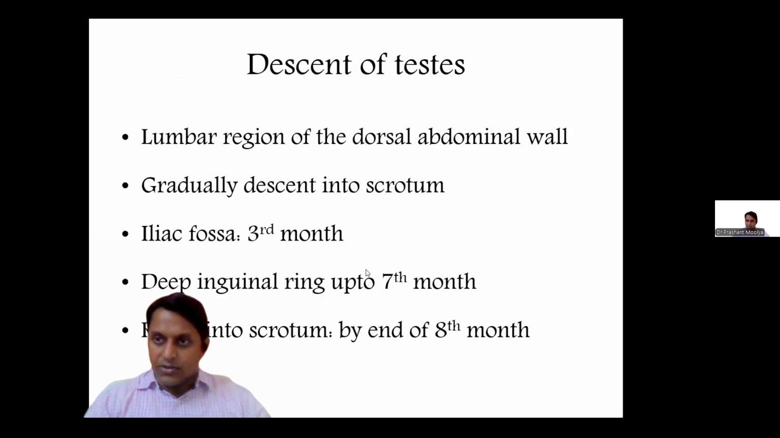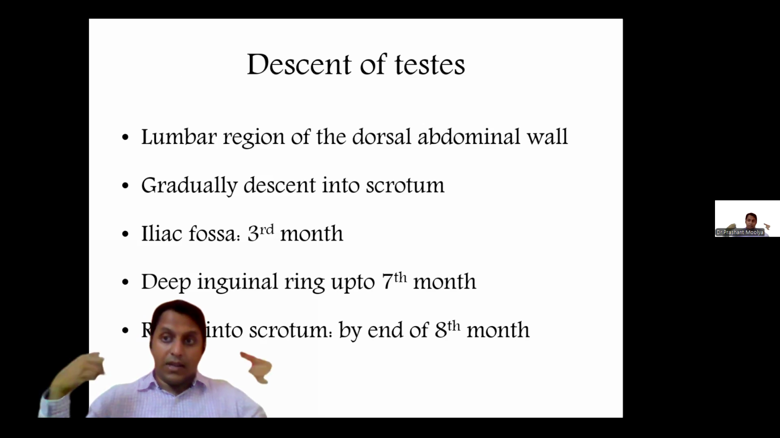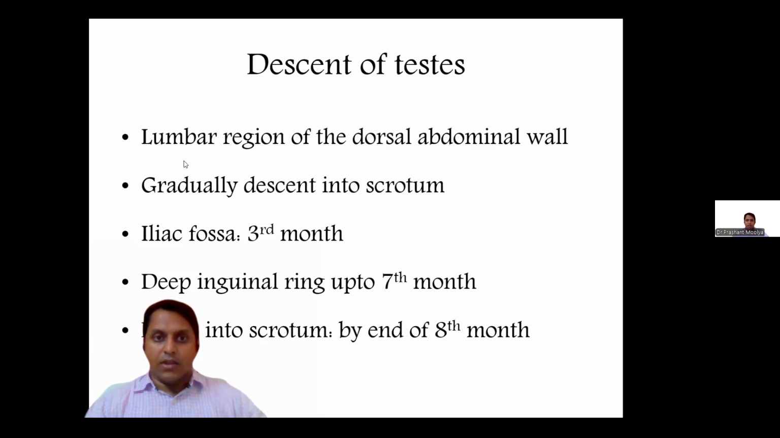So this testis which is formed is in the lumbar region now, not like the kidney which was in the pelvic region and ascends. Kidney ascends. Now here the testis is in the lumbar region of the dorsal abdominal wall. It gradually descends into the scrotum, first into the iliac fossa around 3 months, and it reaches the deep inguinal ring up to around 7 months, while it reaches the scrotum by around 8 to 9 months.